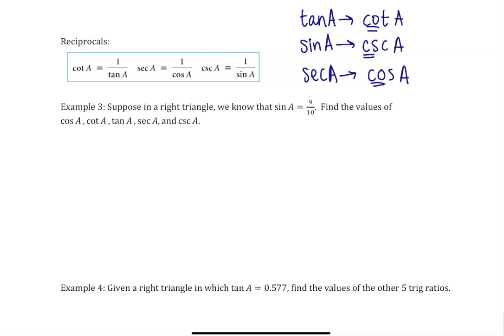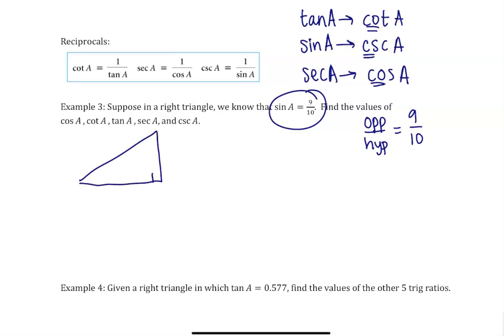So how can we put all of this together and solve some problems? Well, maybe we know the sine of some angle. Maybe we know the sine of the angle is 9 over 10. What does that tell us? That tells us that the ratio of the opposite over the hypotenuse is equal to 9 over 10. And so we can draw our triangle. Here's angle A. We've got a 90-degree angle somewhere. I know that the opposite side is 9 and the hypotenuse is 10.